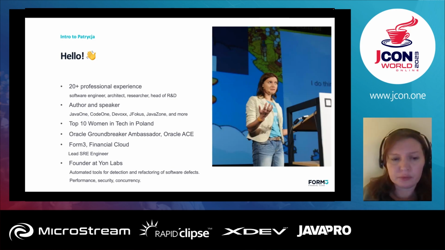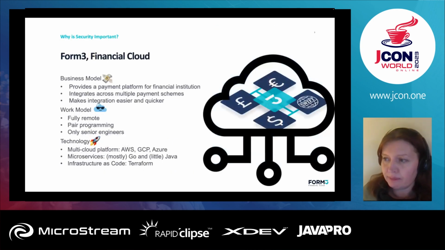So what do we do at Form 3? Basically, Form 3 is a financial cloud. We provide a payment as a platform model for quick and easy integration with payment schemes via REST API. We are technology-oriented, fully remote, cloud-based with microservices architectures. We treat our infrastructure as code almost religiously, terraforming everything possible. Lately, we've been building a new multi-cloud payment platform based on Kubernetes and three clouds. So obviously, Kubernetes security is super important to us.